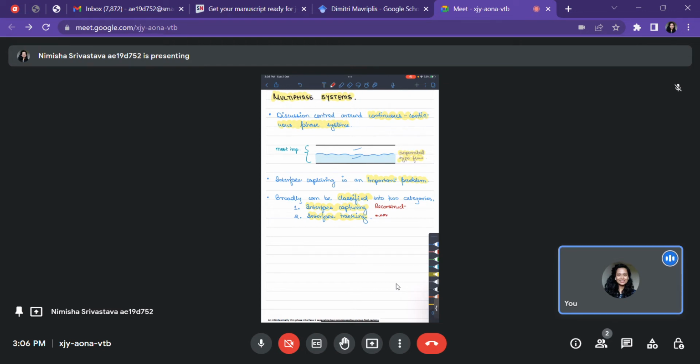So basically, the difference between interface capturing and interface tracking is that the interface is reconstructed when we are dealing with capturing, and we try to build up the interface again from whatever information we have. Whereas for interface tracking, we begin with a known interface and then see how it evolves in time. So this is the difference.